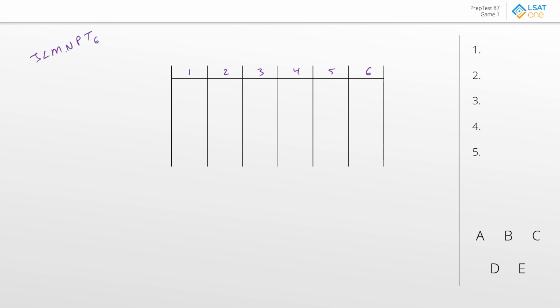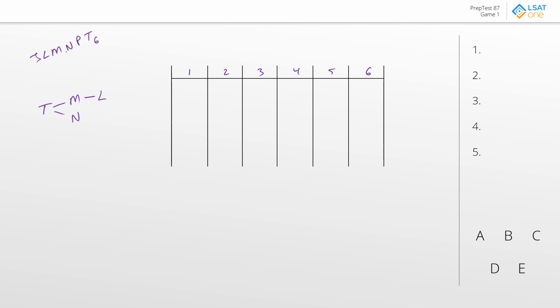So from there, let's take a look at the rules. The first rule tells us that teachers have to go at some point before M and N. So T has to go before both M as well as N. Next, the medical doctors, M, have to go before the lawyers. So M has to go before L, so we can line that up accordingly.